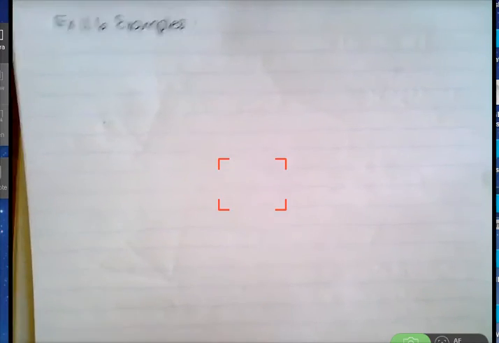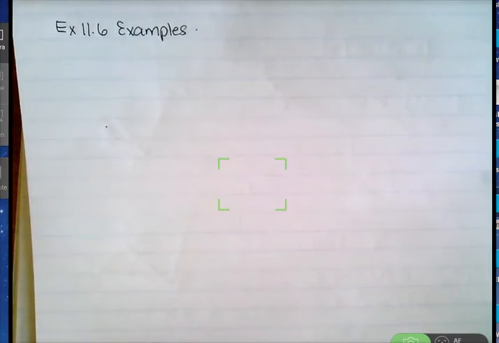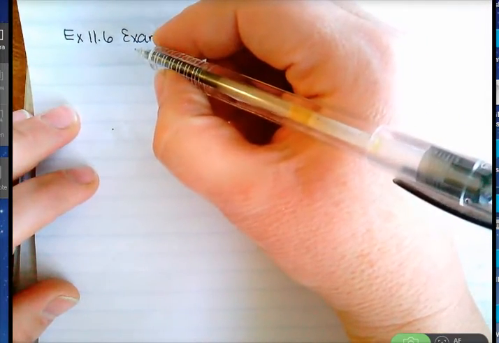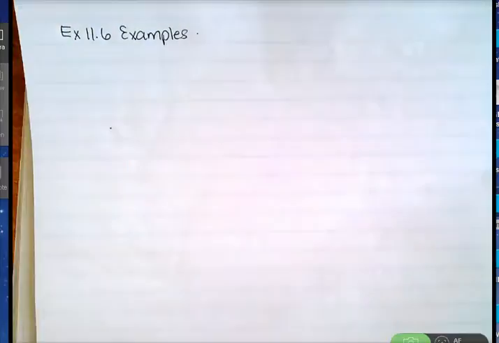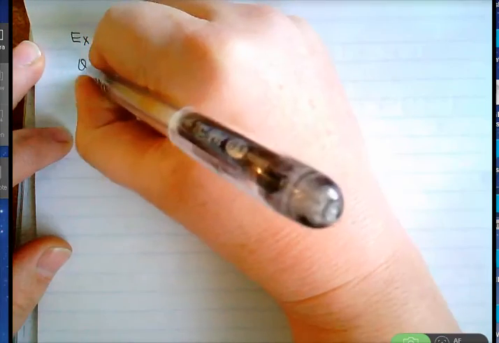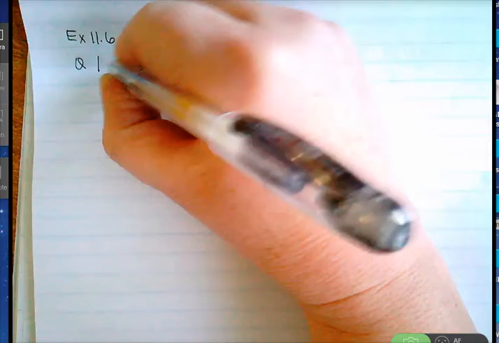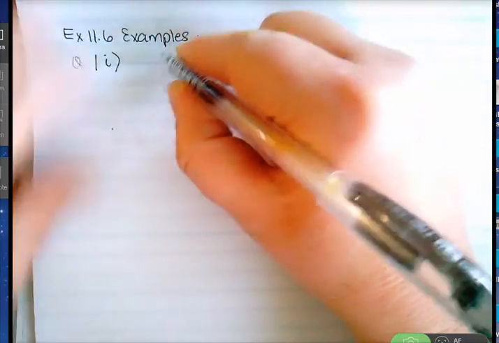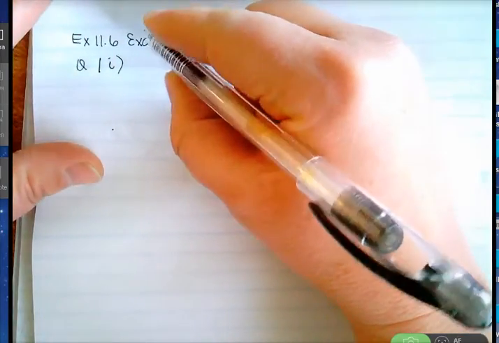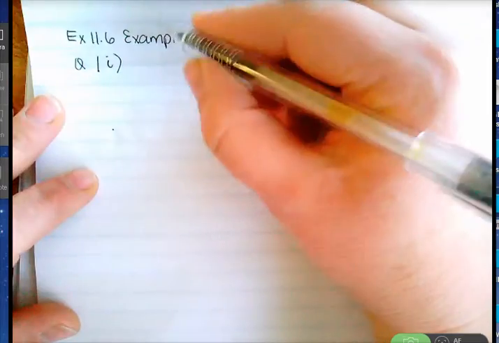Okay, we're doing exercise 11.6 examples. Let's just look at question 1. Question 1I. Okay, we have to complete the square on this equation.